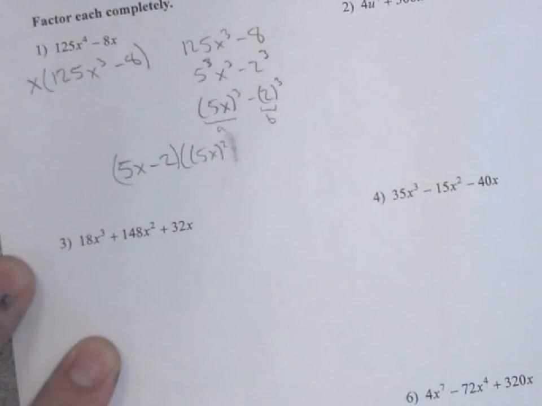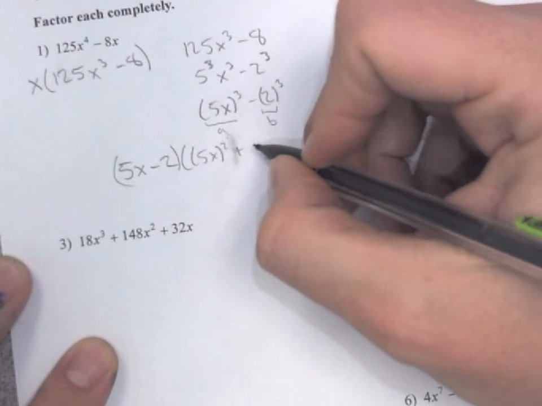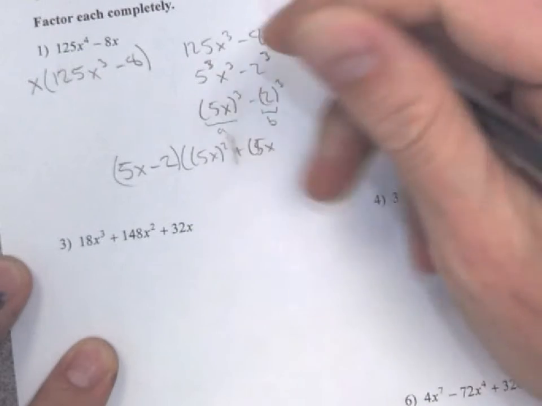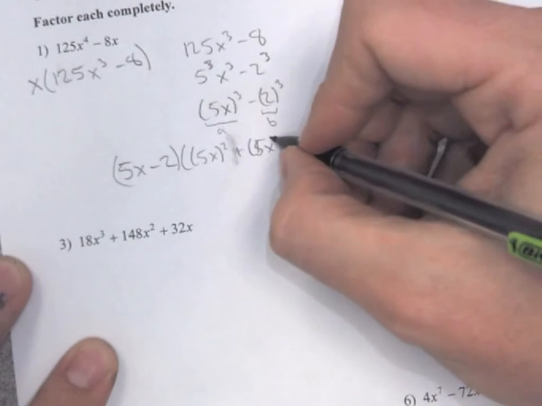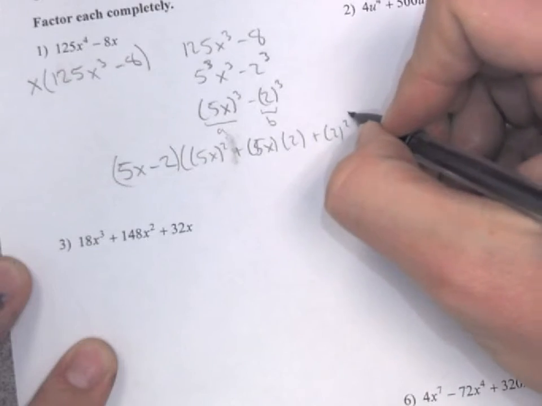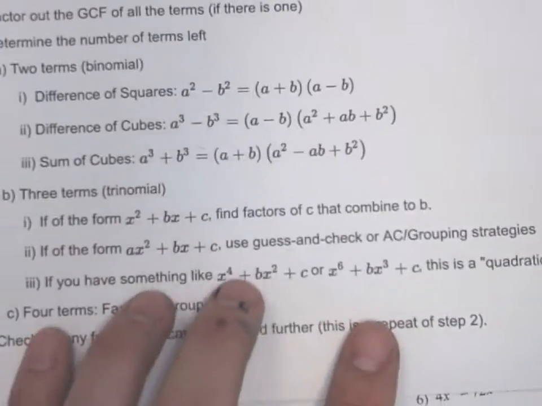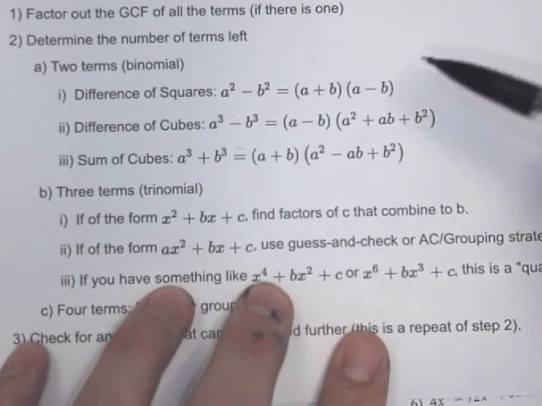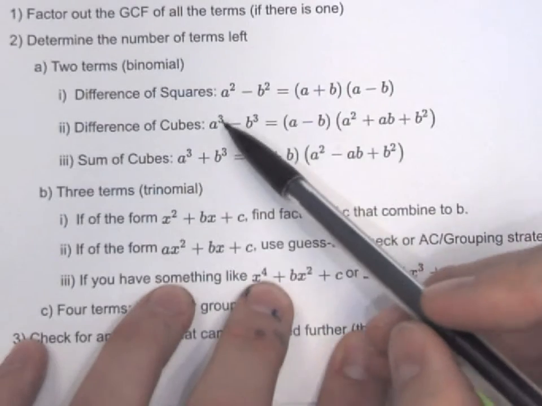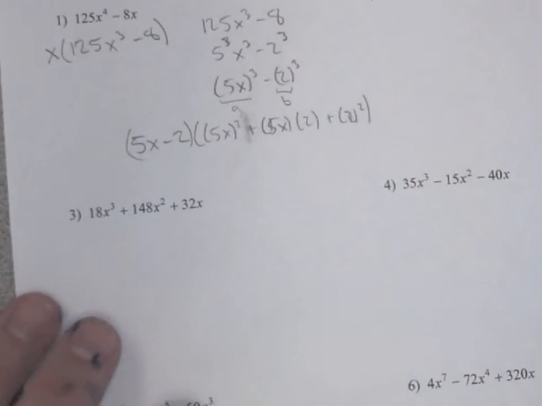(5x) squared, in parentheses, right? 5x in parentheses squared. And then we're going to have plus a times b, which would be 5x times 2. And then plus b squared, which would be 2 squared in this case. So we're just using this difference of cubes template. We just got to figure out what the a and the b are, and by writing it like this, we can just substitute for a and for b. So that's what we get here.